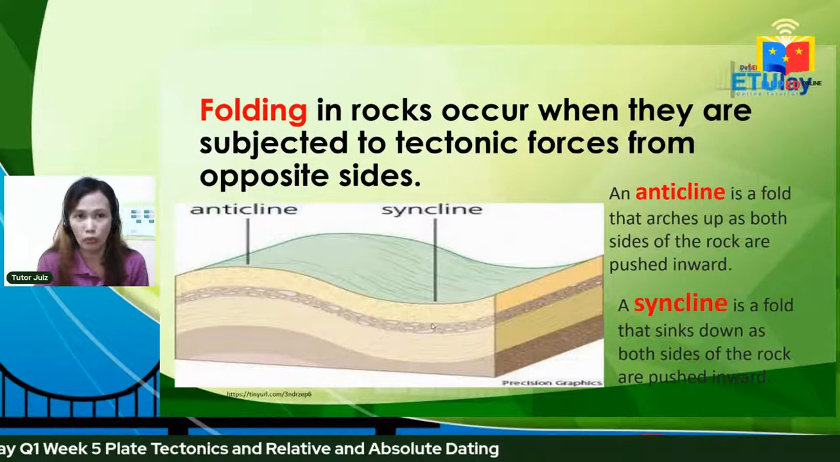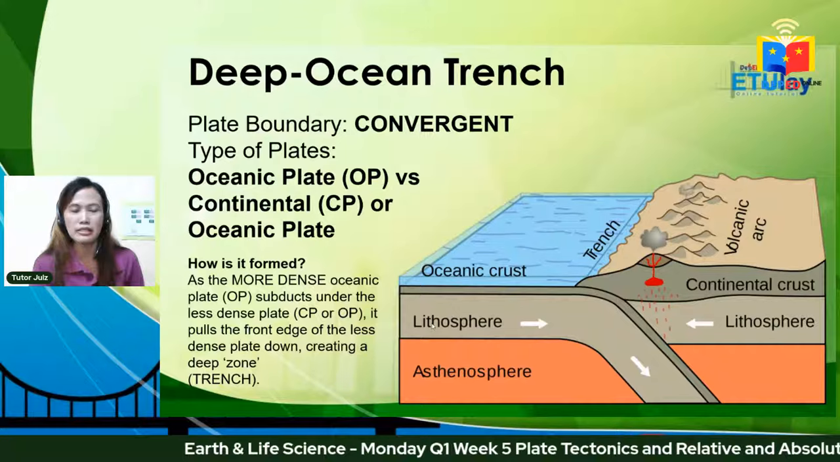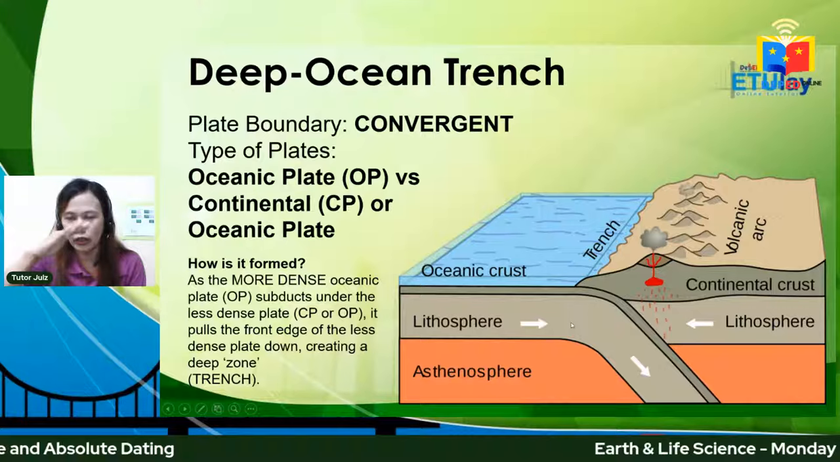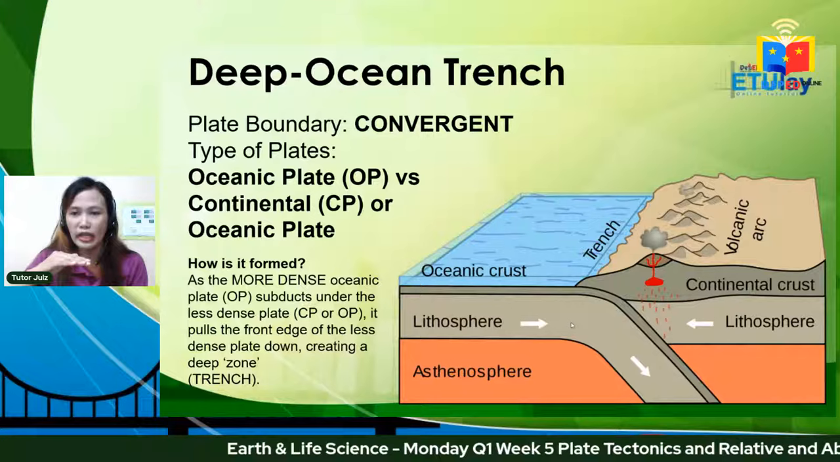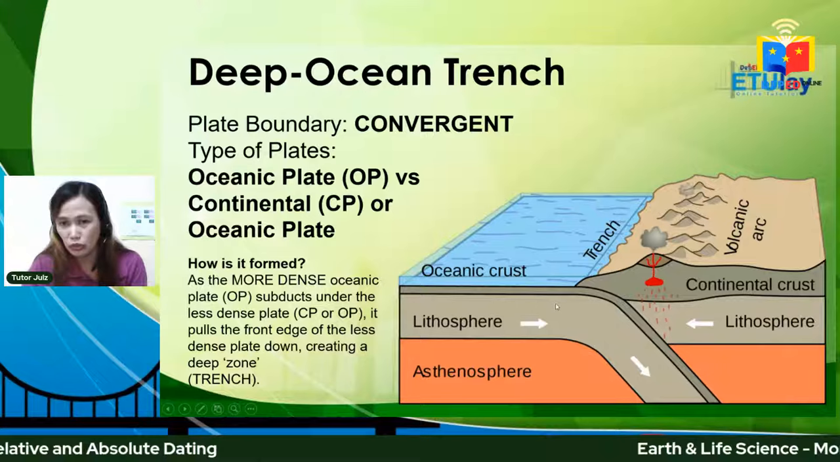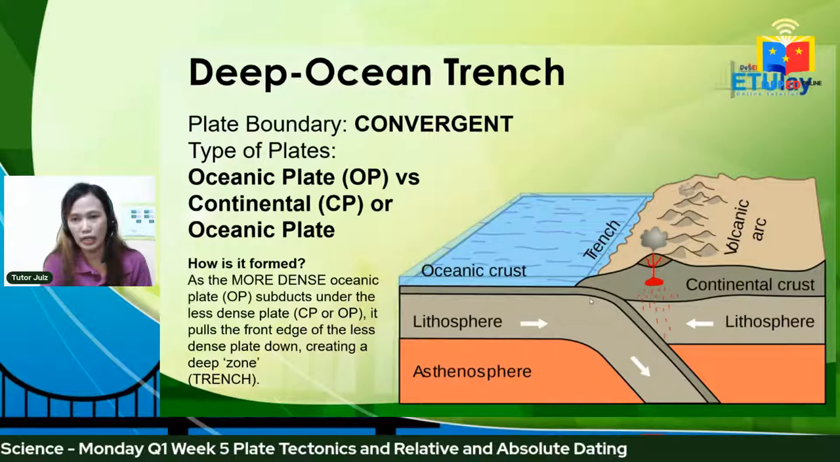And then how do deep ocean trenches form? Okay, it is normally formed in convergent boundary. It is an interaction between the oceanic plate and the continental plate. So how is it formed? As the more dense oceanic plate subducts. Normally the oceanic plate is more dense than the continental crust. So the oceanic plate subducts, it goes down. And then it pulls the front edges of the less dense plate, creating a deep zone. So there is a formation of trenches on this part. A trench is a long, narrow hole in the floor of the ocean. Okay, that is the formation of deep ocean trenches.